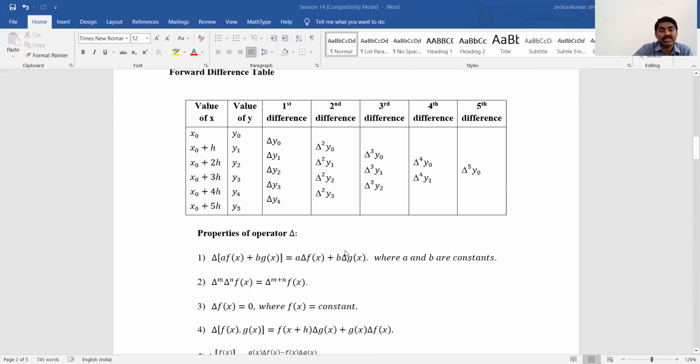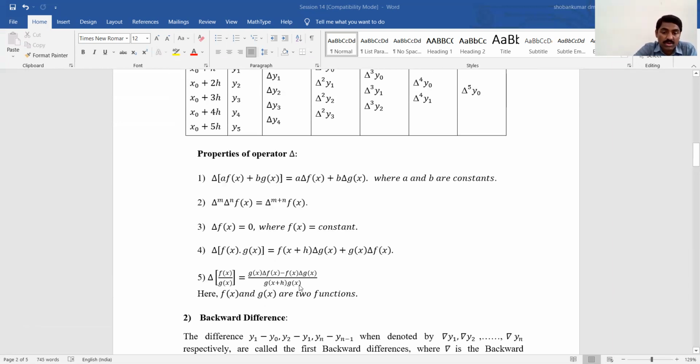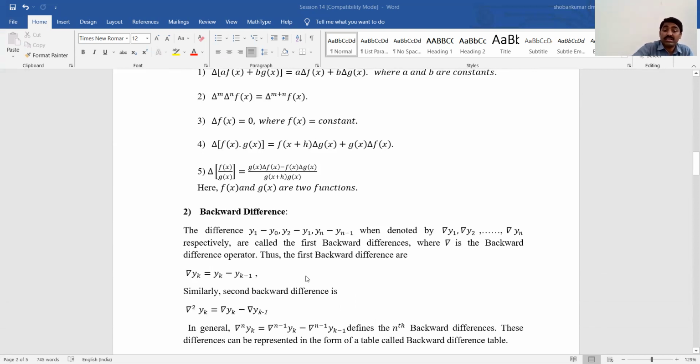This is the forward difference table and its properties. Next, we have to discuss backward differences. The differences y1 minus y0, y2 minus y1, up to yn minus yn minus 1 are denoted by nabla y1. Here, instead of delta, we use nabla. Nabla is the backward difference operator. Nabla y1, nabla y2, and so on up to nabla yn are called the first backward differences. Thus, the first backward difference is nabla yk equal to yk minus yk minus 1.